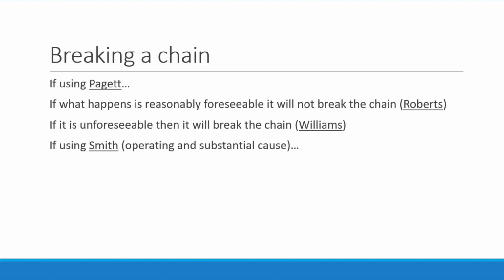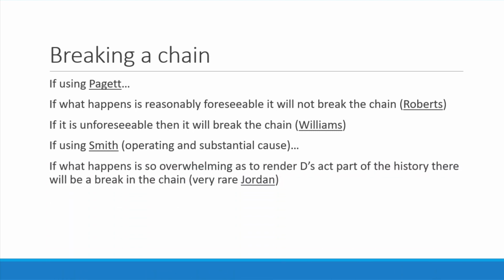If you're using Smith for legal causation, operating and substantial cause, which is sometimes the case if you're dealing with bad medical treatment as an intervening act, then if what happens is so overwhelming as to render the Defendant's act part of the history, there will be a break in the chain. And this is very rare.